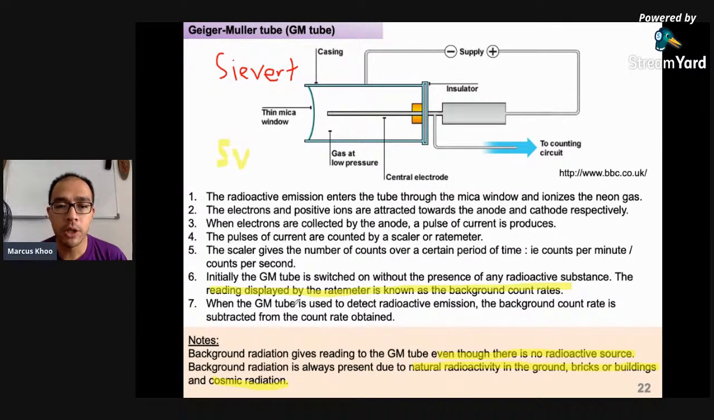Now, when the GM tube is used to detect radioactive emission, the background count rate is subtracted so that you find out the real reading of the radiation. So that's the Geiger-Müller tube.